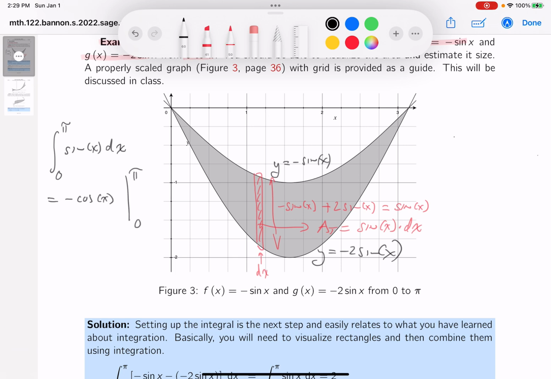Well, I got to do some arithmetic here, don't I? So it's going to be minus, well, let's see, the cosine of pi is actually minus 1. So it's going to be plus 1. And then minus, well, minus of minus is plus, right? And the cosine of 0 is 1. So 1 plus 1 is 2. So the area is 2.